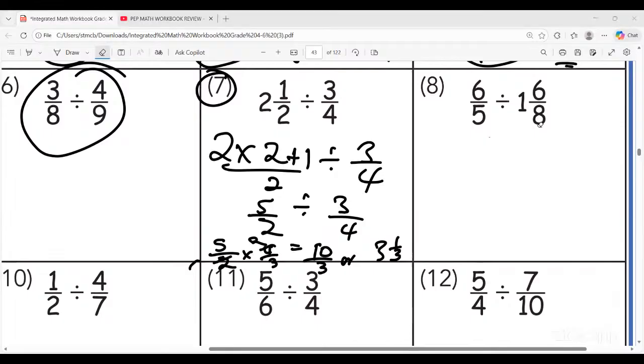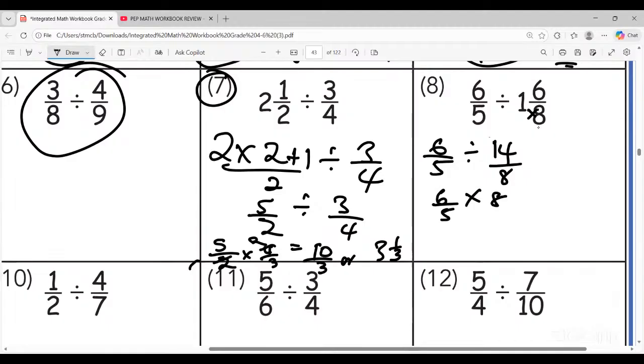All right, guys. So this one is already in 1 and 6 over 5. We have to convert first. 1 times 8 plus 6, that's what? 14. 8 plus 6, 14 over 8. Then we apply the KCF according to my student, 6 over 5 times 8 over 14. And of course, we can divide by 2. 2 into 6, 3 times, 2 into 14, 7 times.